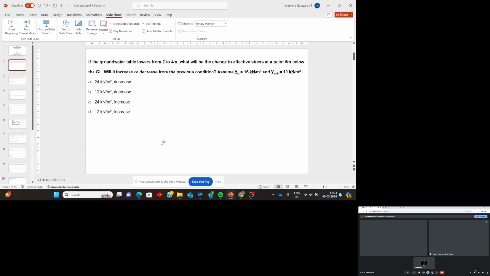So let me read out the question. If the groundwater table lowers from 2 meters to 4 meters, what will be the change in effective stress at a point 6 meter below the ground level? Will it increase or decrease from the previous condition? Assume dry unit weight as 16 kilonewton per meter cube and submerged unit weight as 10 kilonewton per meter cube.